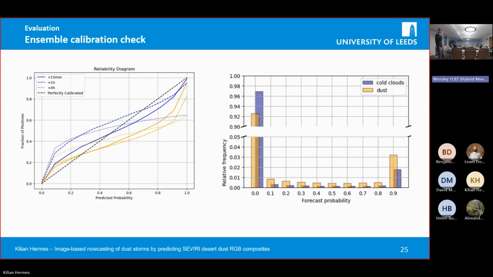So I checked how that compares the predicted probability with the actual observed occurrence of those features. So blue is cold clouds, orange is dust, and you see that the model, with the way it spreads the different members of the model, is quite overconfident, basically. It tends to say yes or tends to say no. It doesn't have much in between, and it's more confident than we actually see in reality. So if you want to use that operationally, you probably would need to control the spread.